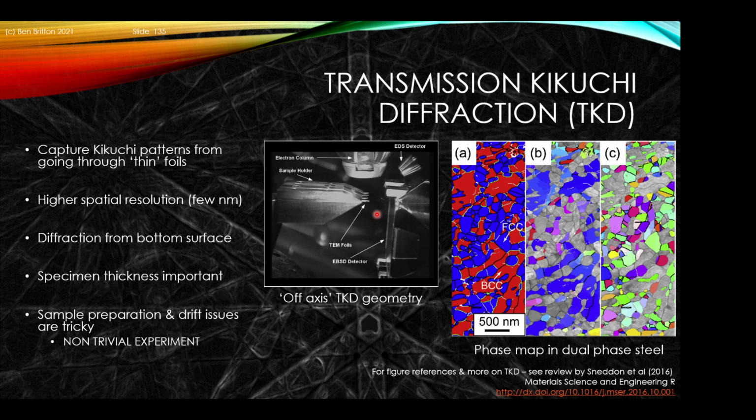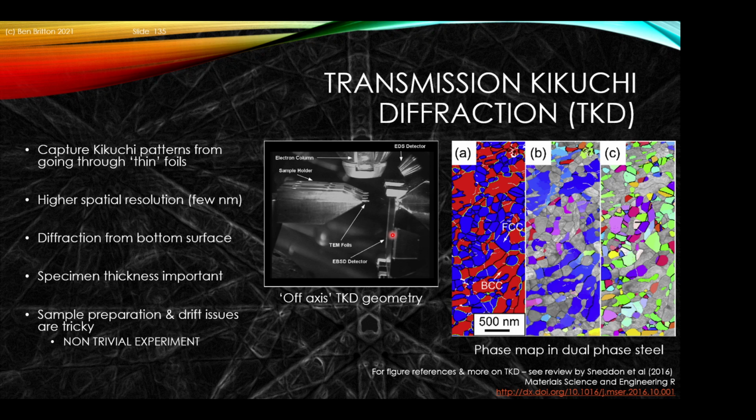Transmission Kikuchi diffraction, this is effectively collecting from thin TEM-like foils, so we have a specialist holder to pull the SEM stage out of the way. We can then put the electron beam through the sample. The sample will diffract from the bottom face, the bottom, say, 20 nanometers, and we will produce a diffraction pattern that we can interrogate. The major aspect here is that we have a very wide angle diffraction pattern, and we can use conventional EBSD algorithms for that.